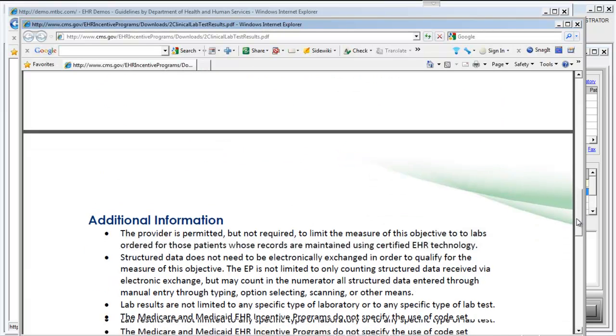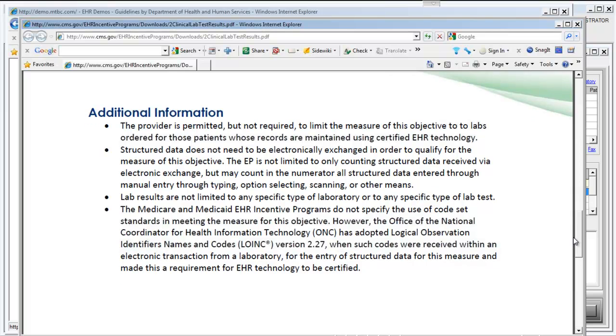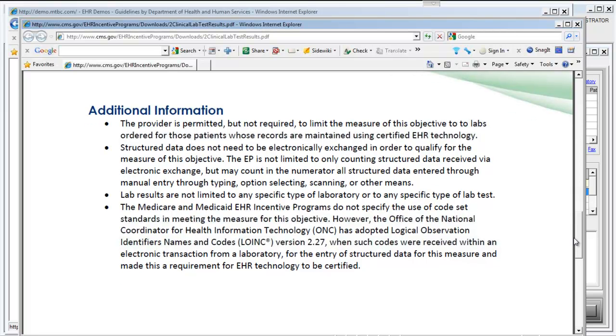There is some additional information down here about the specifics for this measure. As we've seen with the other measures, you're allowed to exclude any results that are not maintained electronically in the EHR. So any results for patients that are not coming in electronically. And the structured data does not necessarily have to be exchanged.